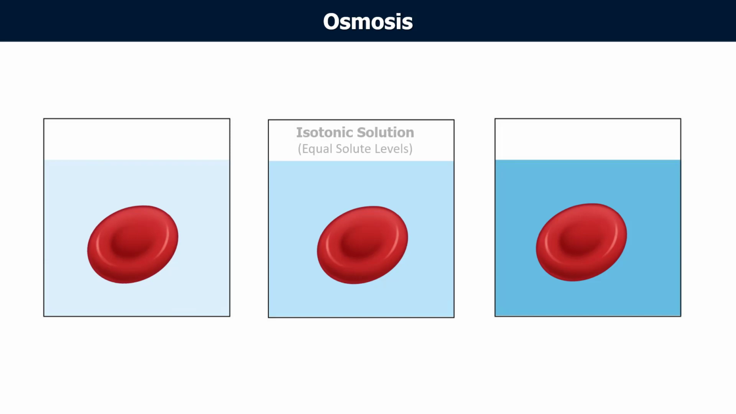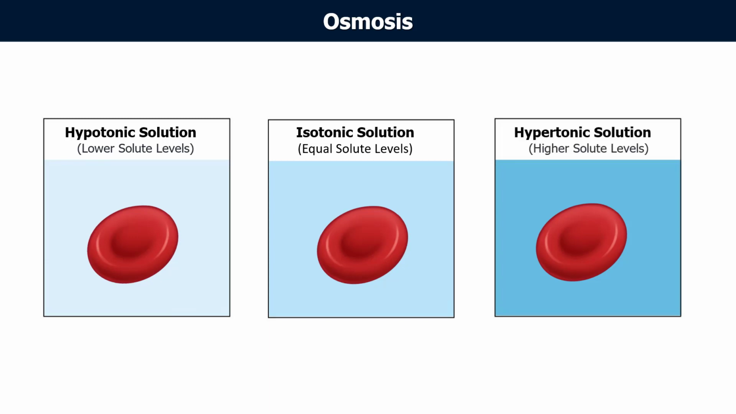One possibility is an isotonic scenario where the environment, the solution there, has the same solute concentration as the solutes inside the cell. But it's also possible we could put that cell into a hypotonic solution, or your blood could be hypotonic relative to the cell. Or we could have a hypertonic scenario where the blood plasma is hypertonic, higher solute concentration relative to the cell. So what would happen in these scenarios?